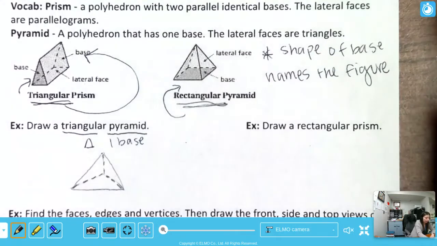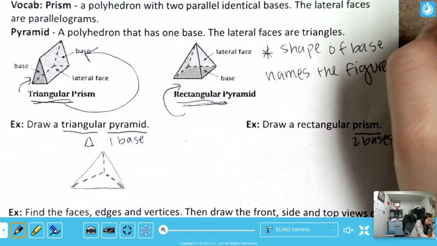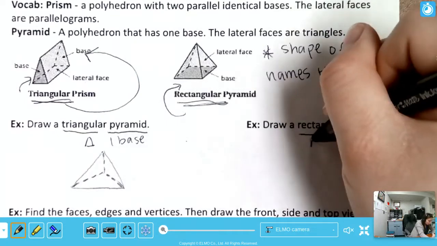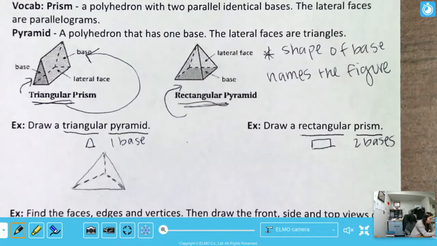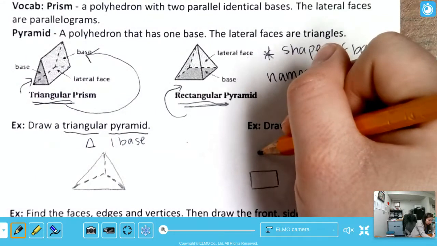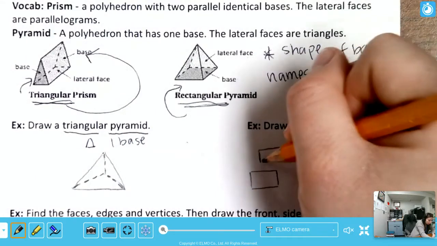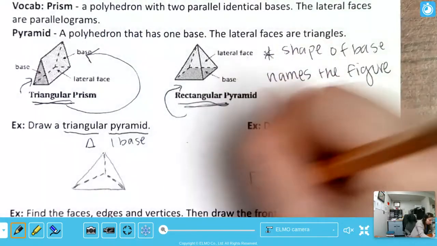Next, we're going to draw a rectangular prism. It's a prism, which means it has two bases, and it's called a rectangular prism. That means those two bases are going to be rectangles. So we know that's what we can start with. I'm going to start with one rectangular base, and then I'm going to draw a second rectangular base. And I want them to be about the same size because they're supposed to be identical.